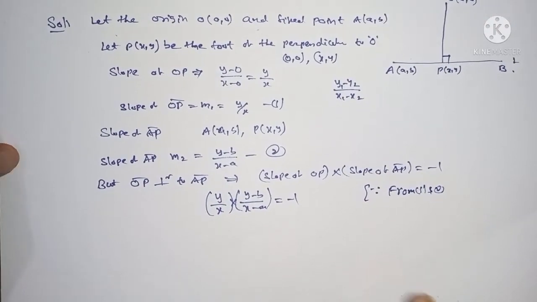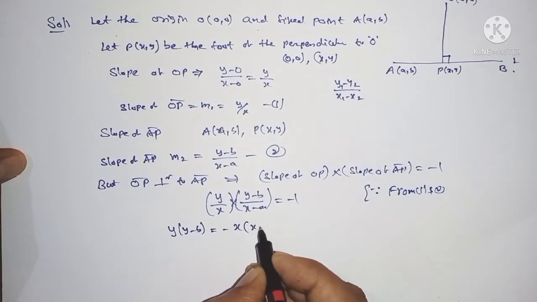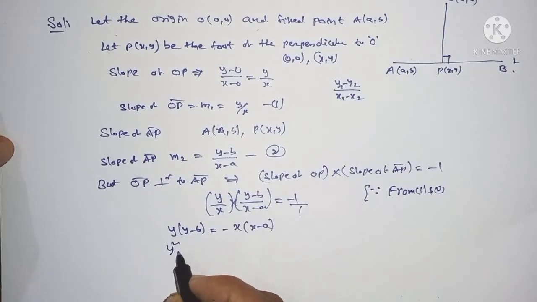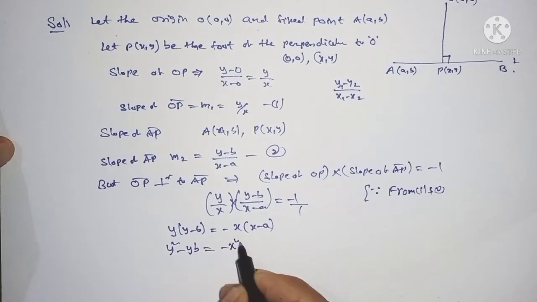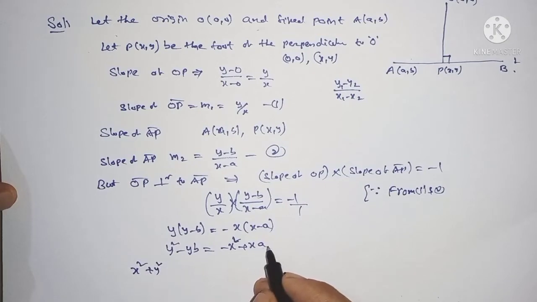What will be the answer here? Observe here. You can multiply: y into (y minus b) is equal to minus x into (x minus a). Cross multiplication you can do. Therefore, y square minus yb is equal to minus x square plus xa. Bring all the terms to the left side. Minus x square becomes plus x square, y square as it is, and minus ax. Minus yb is already there, equal to 0.